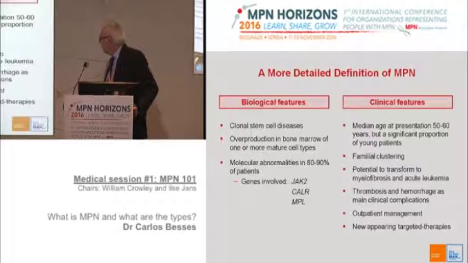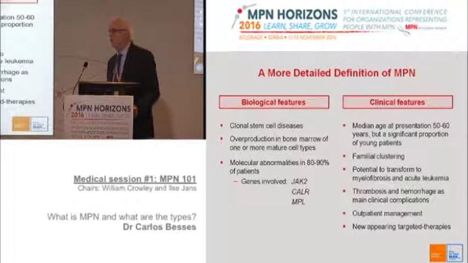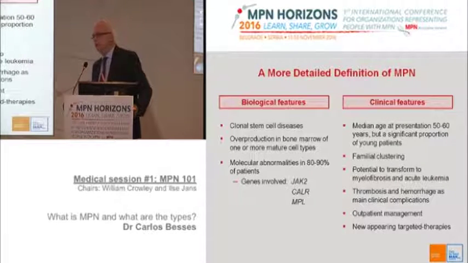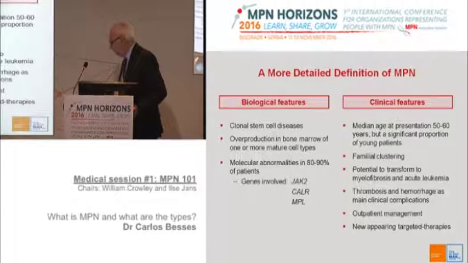And the clinical features: the median age of presentation is around 50-60 years, but there is a significant proportion of young patients, especially in ET patients. Approximately 15 to 20% of all ET patients are below 40 years. This is very important, and given that there is a female predominance, pregnancy is not so uncommon in ET patients.